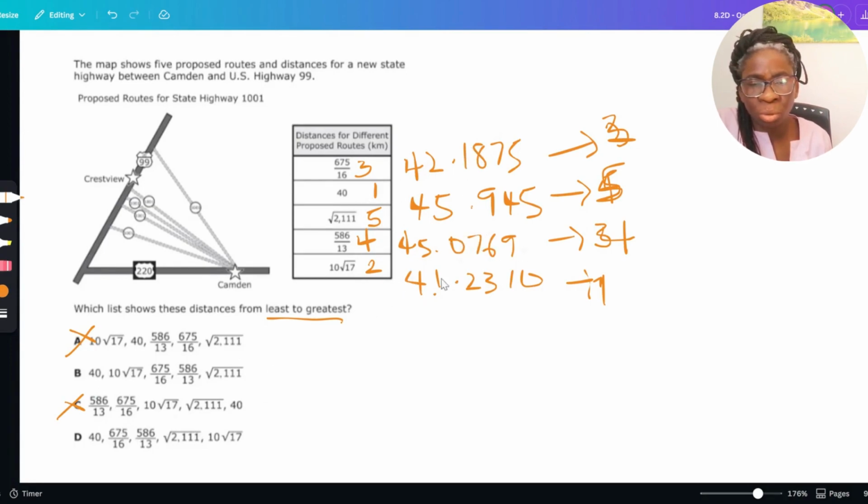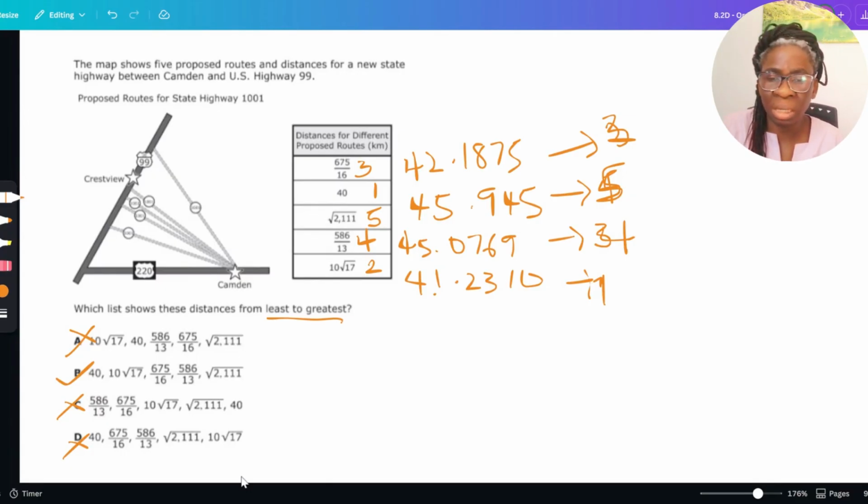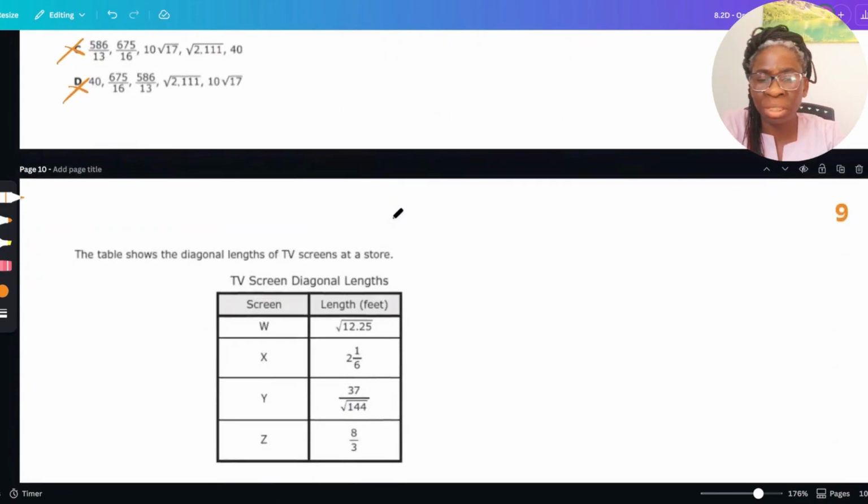So the next one, number two, will be 10 root 17. So that means it is not D. Number three will be 675 over 16. Number four will be 586 over 13. And number five will be root 2111. And that is how to get it. Be careful and don't omit anything.